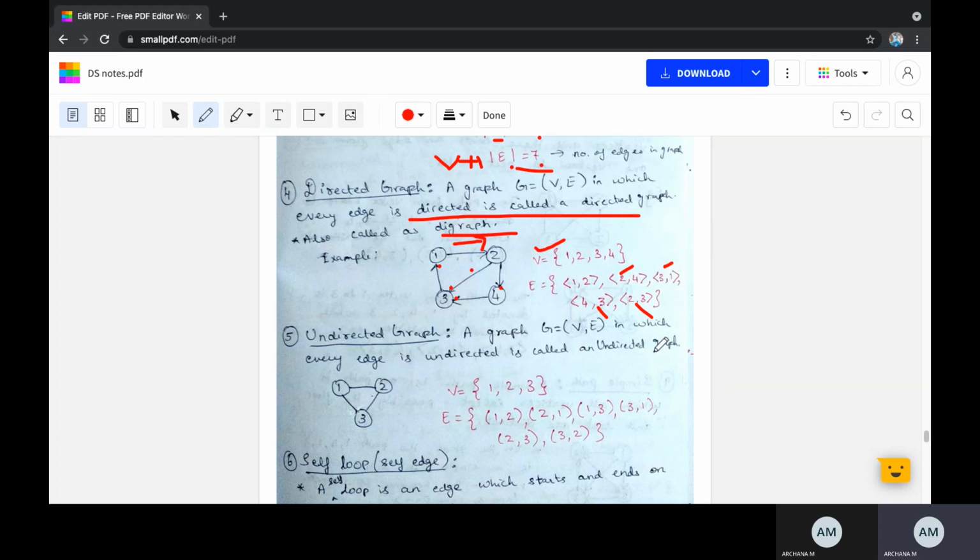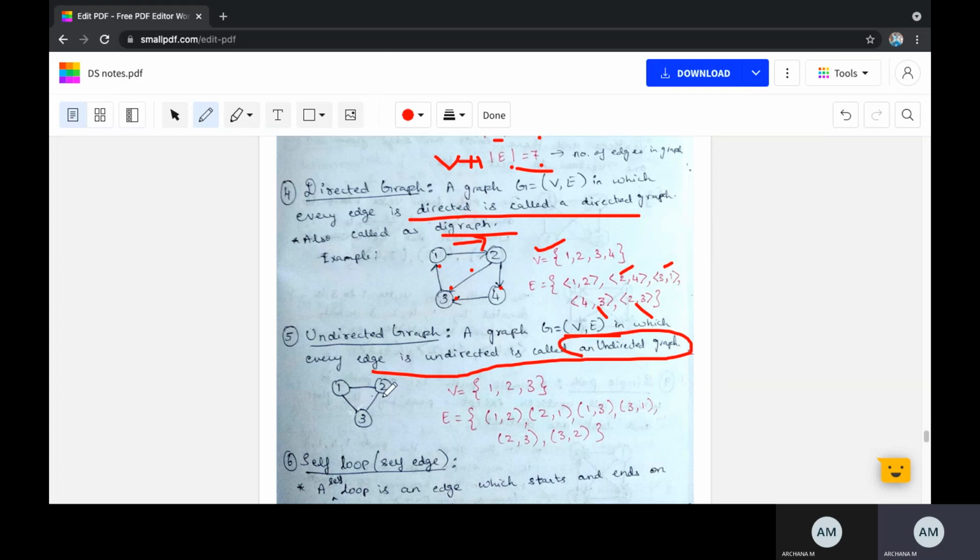Now, what is an undirected graph? When you compare directed and undirected, the undirected graph will have more edges compared to the directed graph. How will we see that? Now look here, what is an undirected graph? A graph G equals V comma E in which every edge is undirected is known as an undirected graph. That is, look here, this is one graph.